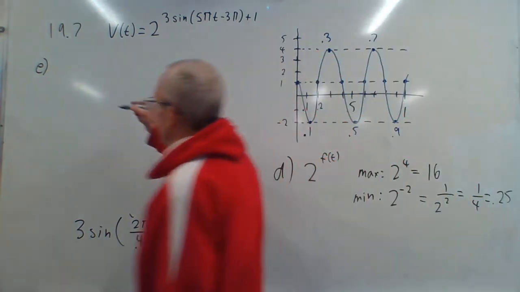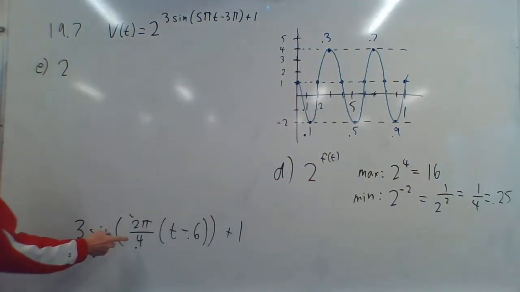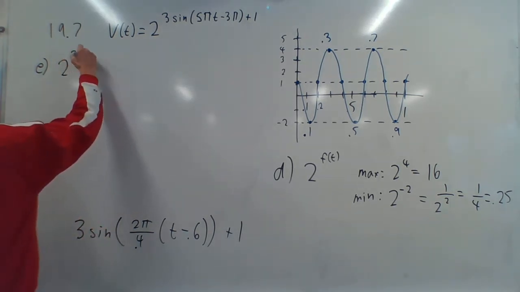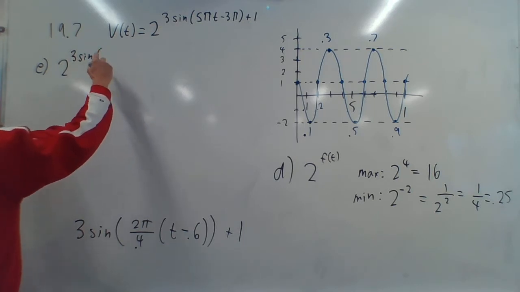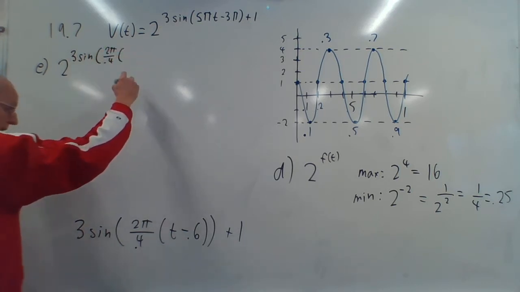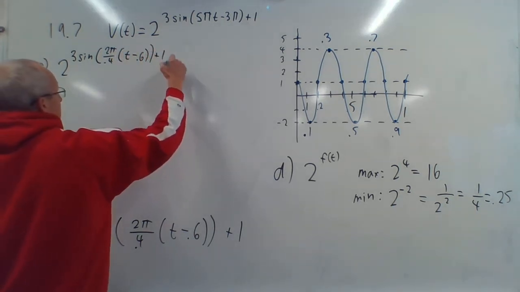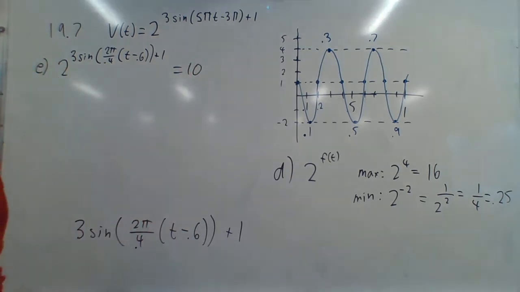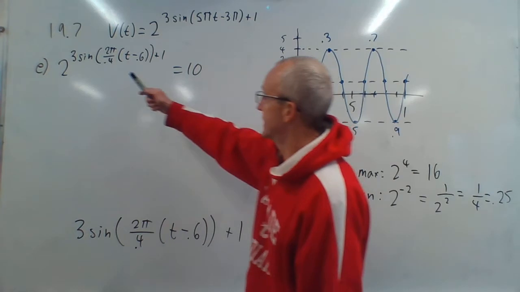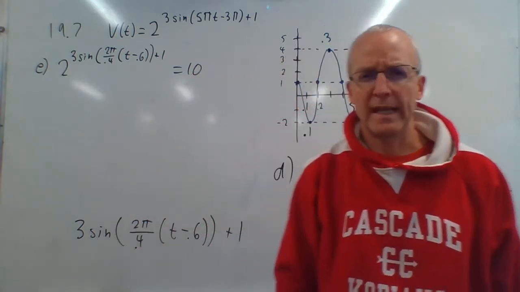Okay, so E. We set this thing, and I'm going to write it this way because it's better: 2 to the 3 sine of 2 pi over 0.4 times t minus 0.6, plus 1, equals 10. All right, so we've got a bunch of algebra to do. So let's see. First, we've got to get this stuff out of there. So the way we do that is we take the log of both sides.